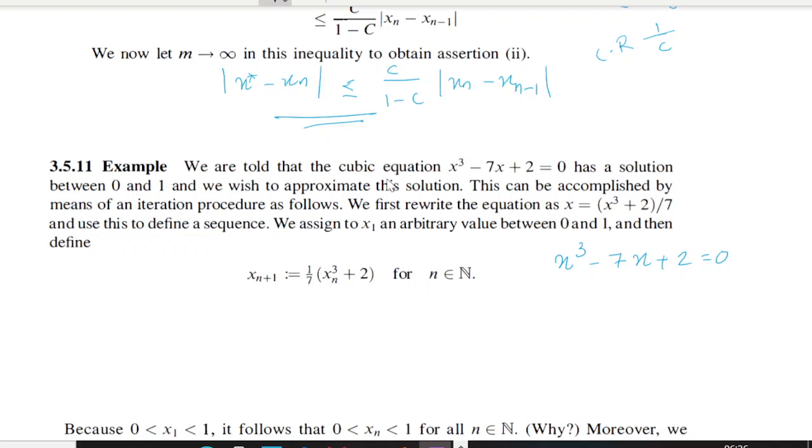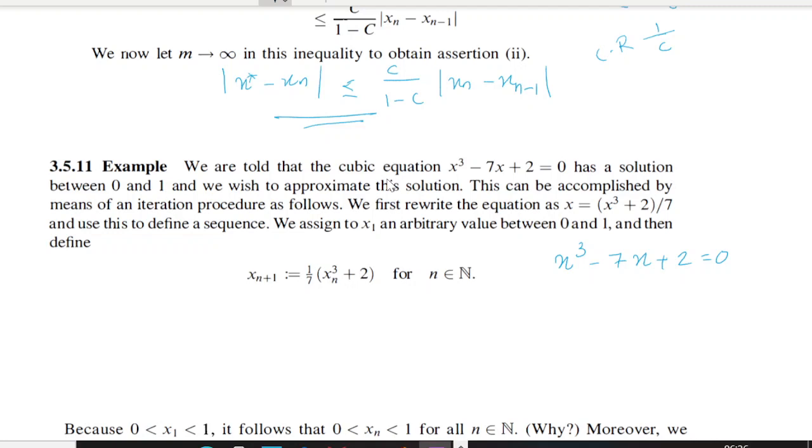Iteration procedure you may study under numerical analysis class, but it's an iteration process. So first of all, we will have an approximation to this value and we will go on improving that value. Then we will say that such a method is an iteration procedure. In numerical analysis, in each step you get improved values, and we will stop the improvement if you are getting two values very close. This can be accomplished by means of an iteration procedure as follows.